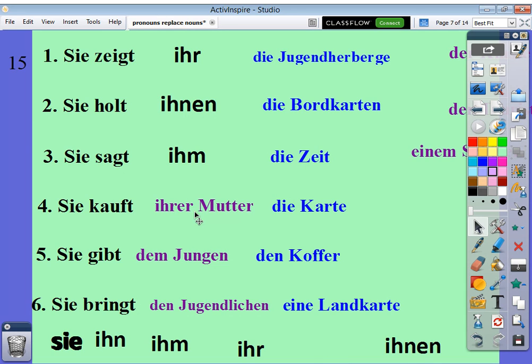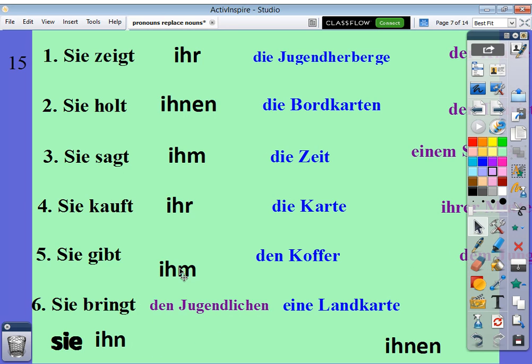Ihre Mutter has an R. Okay, so of course we're going to use the word for her in German. Dem Jungen, we're looking at this M. If we switch the letters of this, it becomes him. That's what we're looking for. And here we have den Jugendlichen. We're going to take that out. And that is another plural one, ihnen. Okay, so all these sentences would make sense. She shows her the youth hostel. Okay?